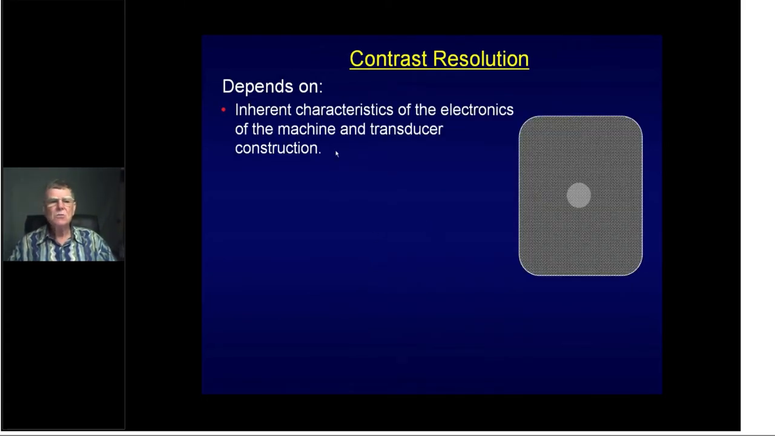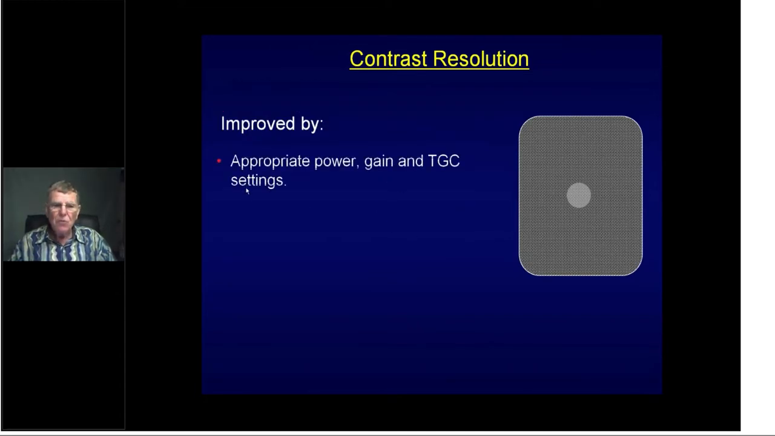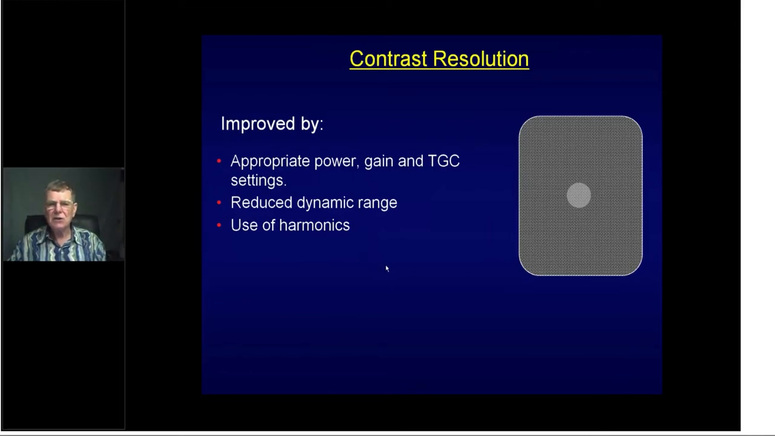Now, contrast resolution will also depend on the machine itself, the inherent characteristics. So some machines are better than others. You improve it by using appropriate gain and power settings, including a TGC. So don't have your gain and power turned up more than necessary. Drop your dynamic range. Use harmonics, which is something that you will learn about. When you use the harmonics button, one of the things it does is reduce the amount of speckle that you get. Remove the speckle, you improve the contrast resolution significantly.